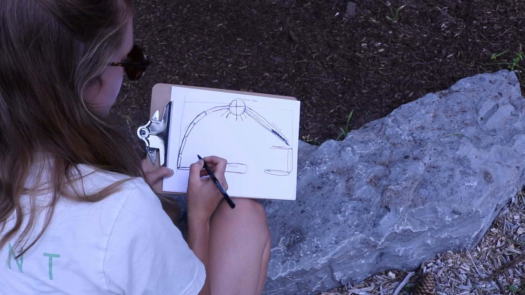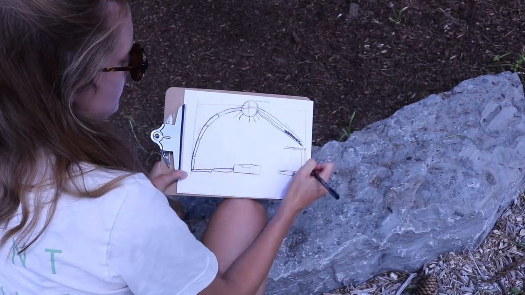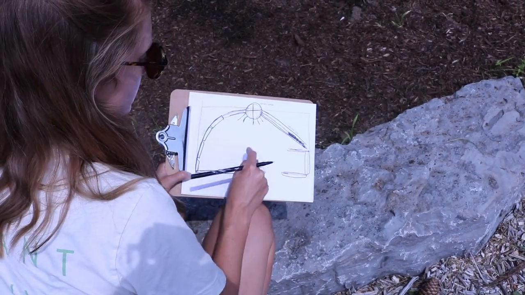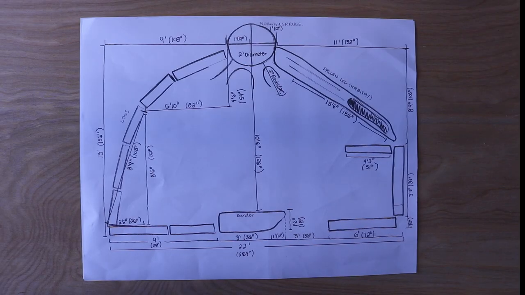So what I'll start with is measuring across the front here and up the sides, and then I will start to add in some of these other dimensions around. Okay, so I have my sketch. I've brought it inside to my desk here, and I've got all the dimensions labeled on this.